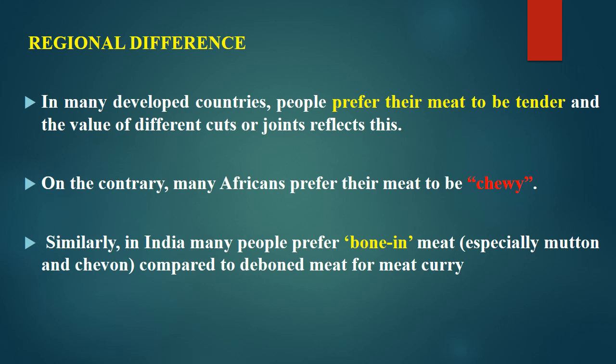On the other hand, in India, many people prefer bone-in meat, especially mutton and chicken, even in the case of poultry meat. They prefer meat with bone compared to boneless meat for preparing the normal traditional Indian curry. So curry with bone is more preferred. That's the traditional practice. So these are three different conditions in three different regions, and that's how the difference in preference in different cultures influences the quality of meat.